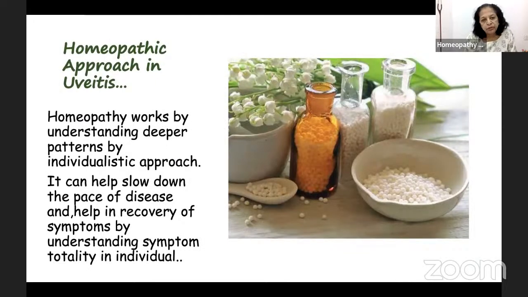So there are side effects of steroid in certain cases. So you can go for other treatment like homeopathy or lifestyle changes or natural. So this is regarding uveitis. Thank you very much.